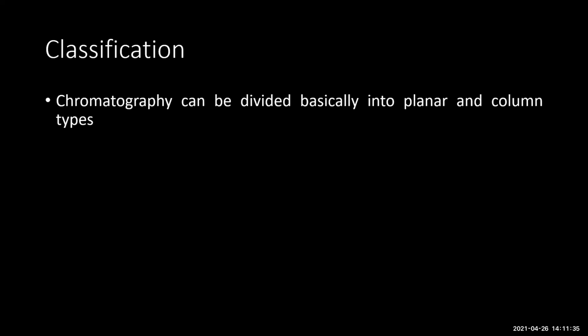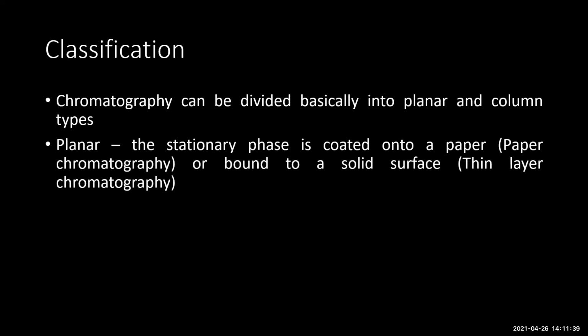It can be divided into planar and column types. Planar means the solid phase is coated onto a paper, or bound to a solid surface. Okay, so what are these? They can be paper chromatography or thin layer chromatography. Those are the two topics that you are supposed to learn this year: paper and thin layer chromatography. Okay, so what is planar?